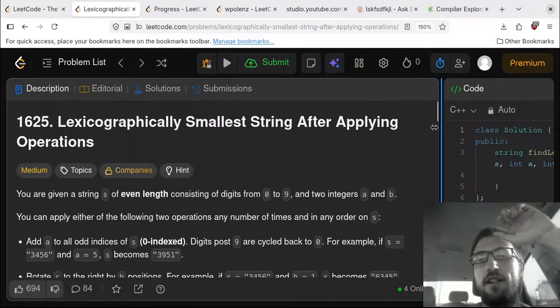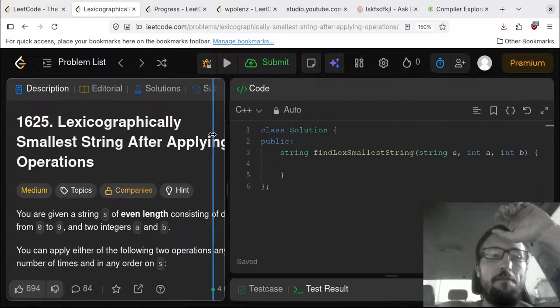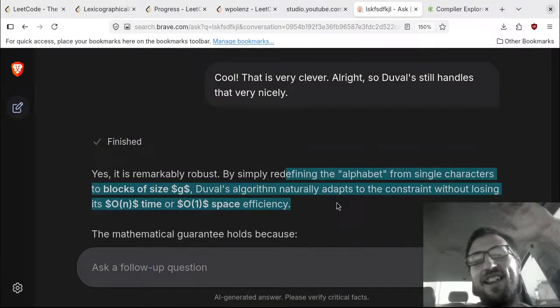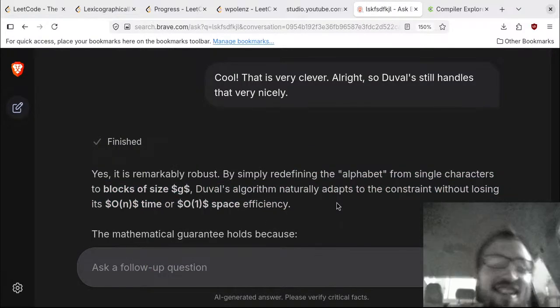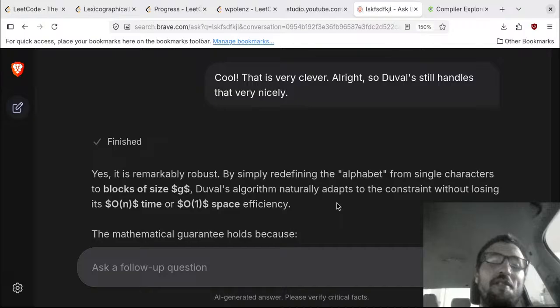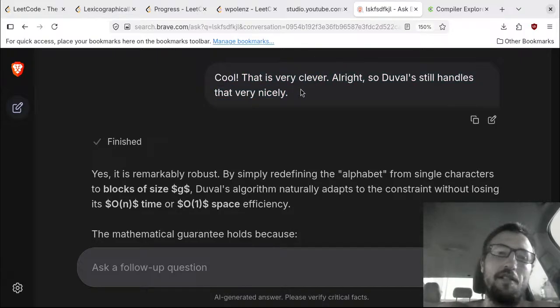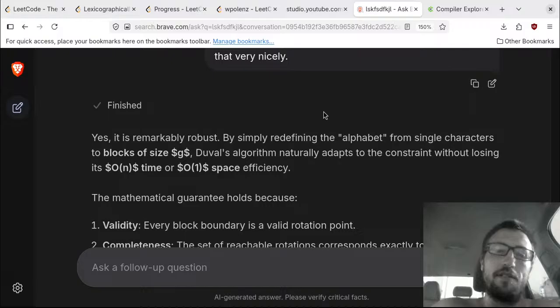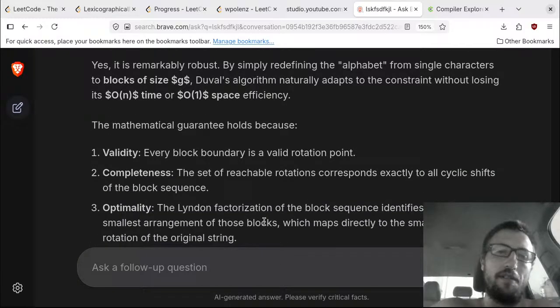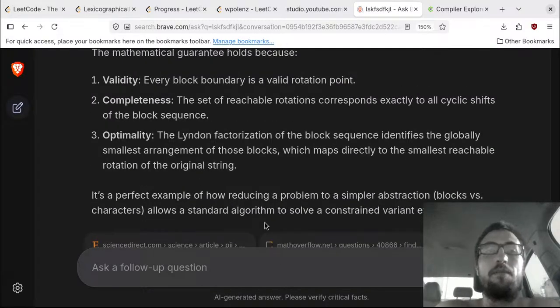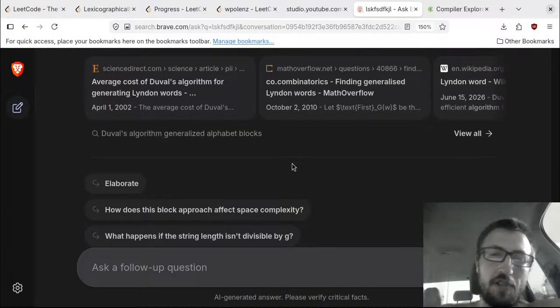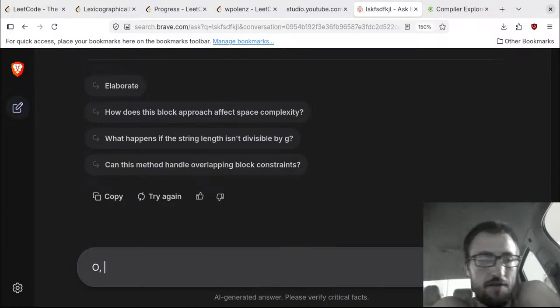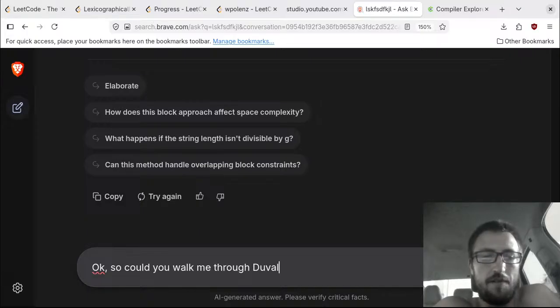Like I said, I didn't really want to do this problem before because I actually didn't know Duvals at this point. I didn't even know about it. I basically was going to come up with my own KMP variant to pretty much reinvent Booth's algorithm. It's interesting that they figured this out in the 80s. That's a long time ago. They figured all this stuff out. That's pretty amazing. So that works. Okay, so could you walk me through Duvals again?